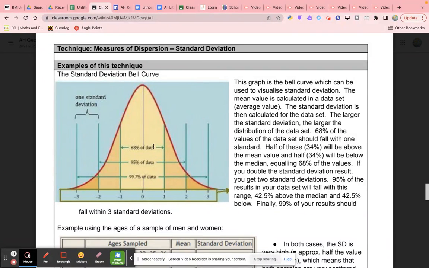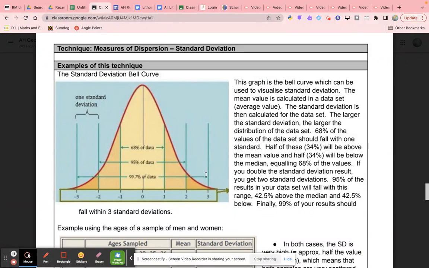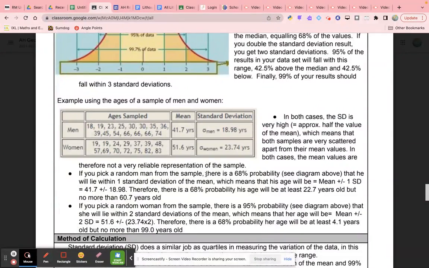68% of the values of our data set will fall between one standard deviation below and one standard deviation above. We can go a bit wider than that and look at two standard deviations below and above, and we could predict that 95% of our data set should fall within two standard deviations, and 99.7% should fall within three standard deviations. The only thing left to do is to calculate what the standard deviation value is, and then interpret what it actually means. Let's have a look at a really simple example.